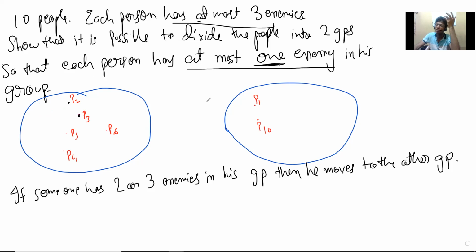Yeah, so it's fine. At most one means it can be zero also, right? At most one means it could be zero also. So just to take another example, suppose P4 has enemies with two people, then now it means that P4 has an enemy in this group. So it could be P9. Right? But that's fine. That's only one enemy. So it's wise for him to move to that group. It's just better for him to move to the other group. So then that's what he does. He just goes to the other group.